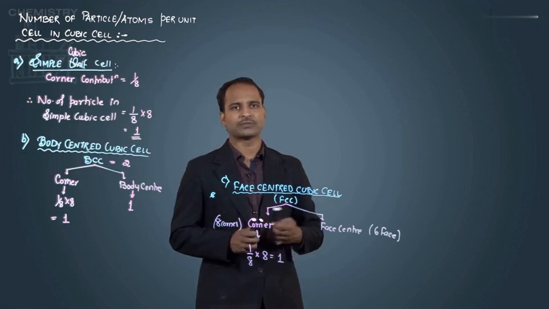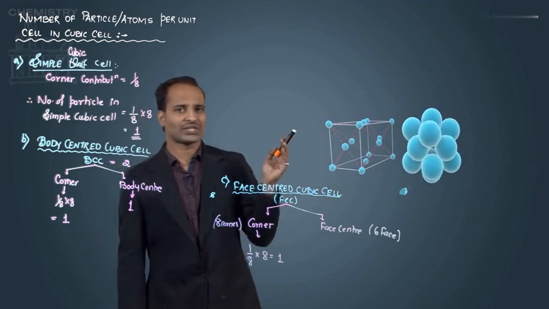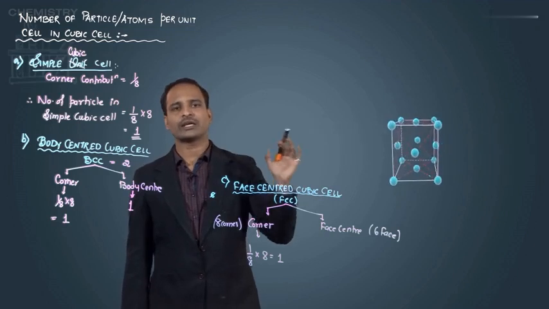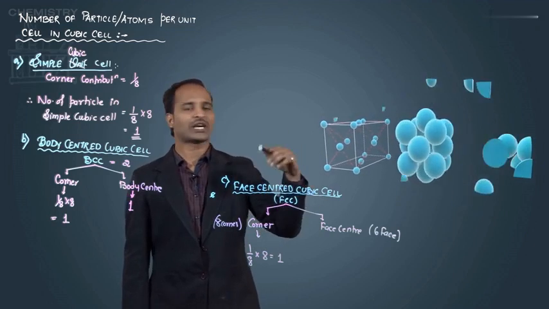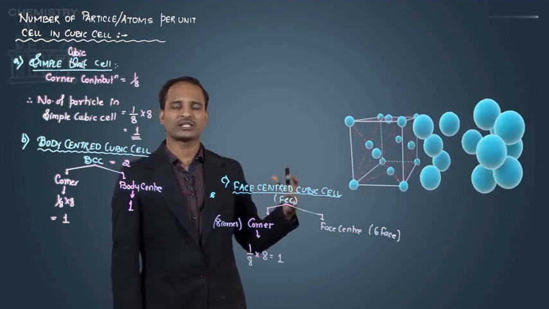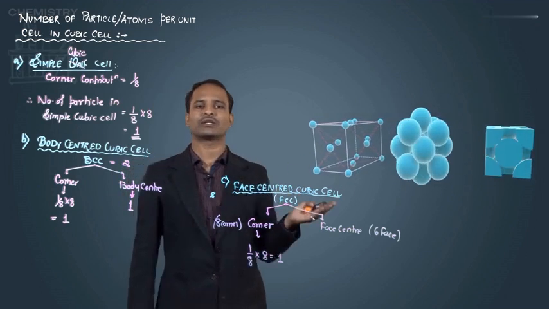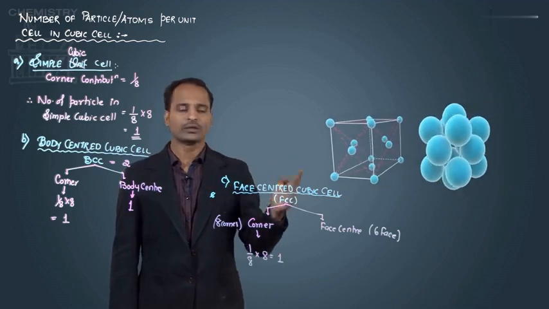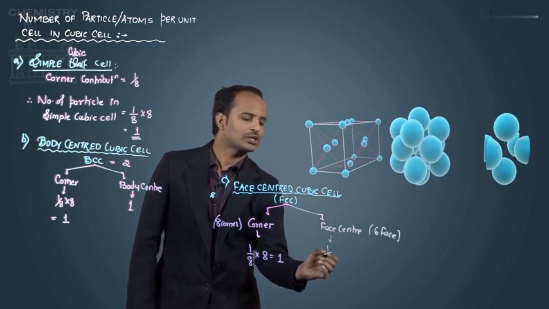But for the face center, as you can see here in the diagram, the particle present on a single face is shared by 2 unit cells. One is from this side and the other is from this side. That is, if the particle is present on a face which is acting as a wall of the unit cell, that wall is shared between the 2 unit cells. So since the same particle is shared by the 2 unit cells, each unit cell will have half of the particle. So from the face center the contribution is half.